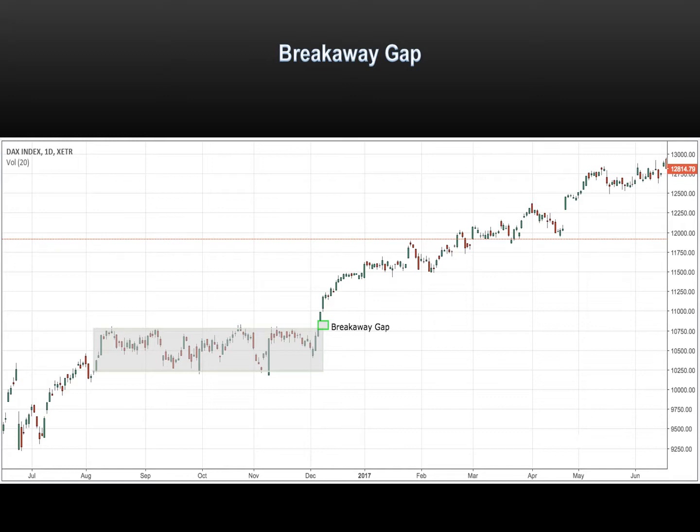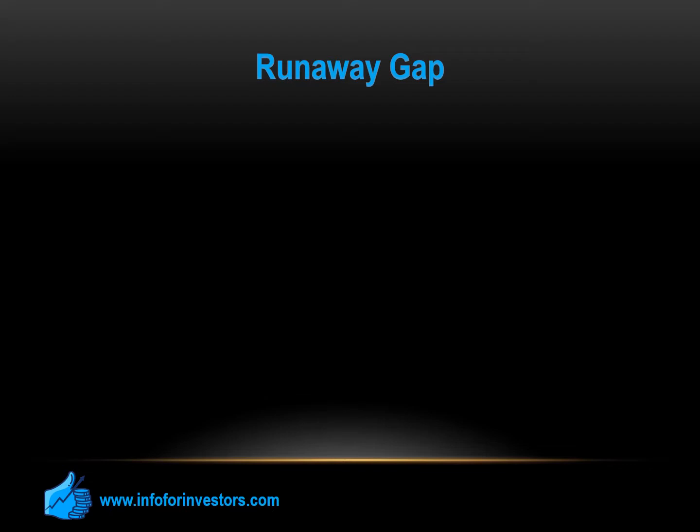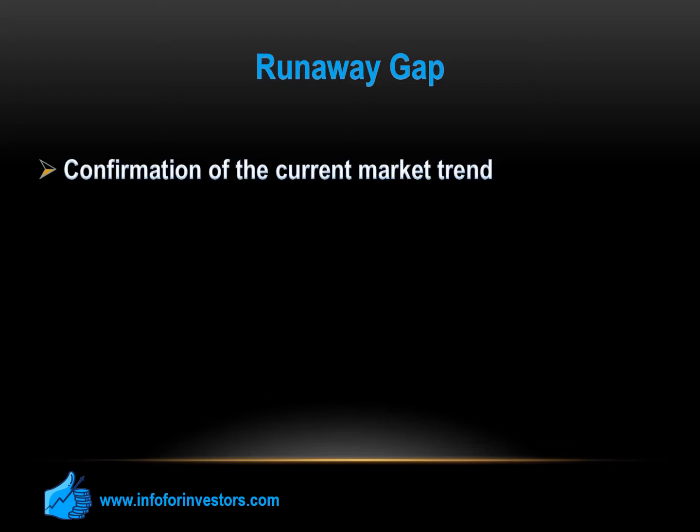Another common type is the runaway gap. These gaps usually show a confirmation of the current market trend, even though you can see minor corrections. It's for this reason that this kind of gap is often called a continuation gap. If the market is up, then the runaway gap will be a bullish one. On the other hand, if the market is down, then the runaway gap will be a bearish one.